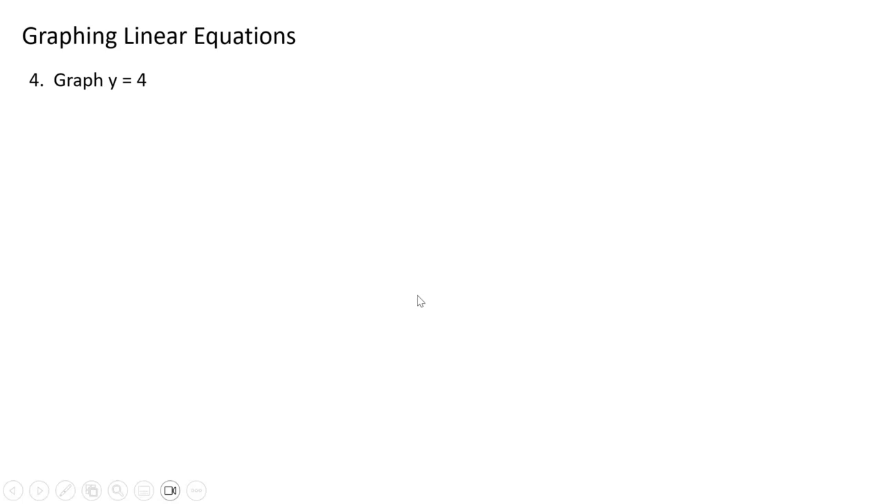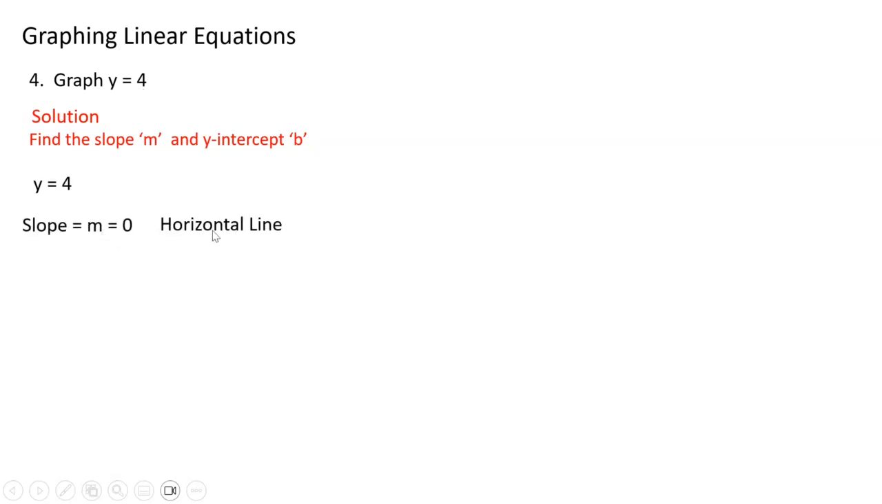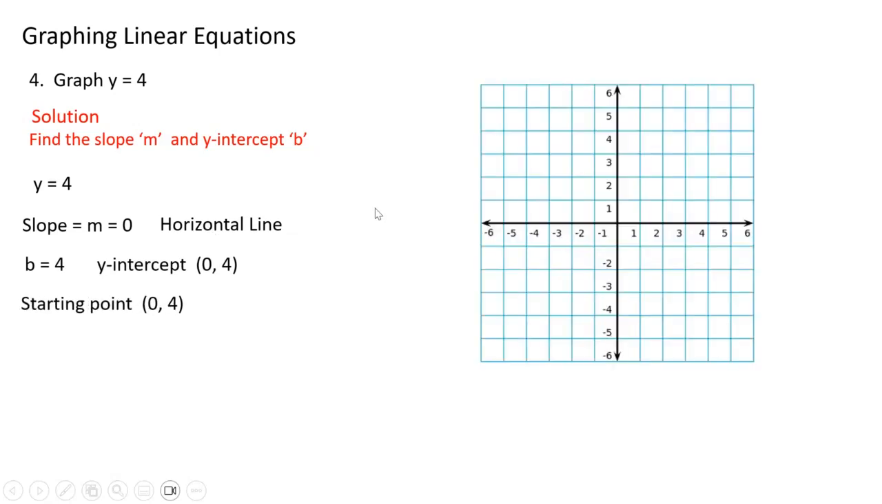Okay, now let's graph the equation y equals 4. Y equals 4, right? It doesn't have an m, right? If there's no m, the slope is 0, which means it's going to be a horizontal line. So 4 is my starting point, right? So all we do is draw a horizontal line because my slope is 0.